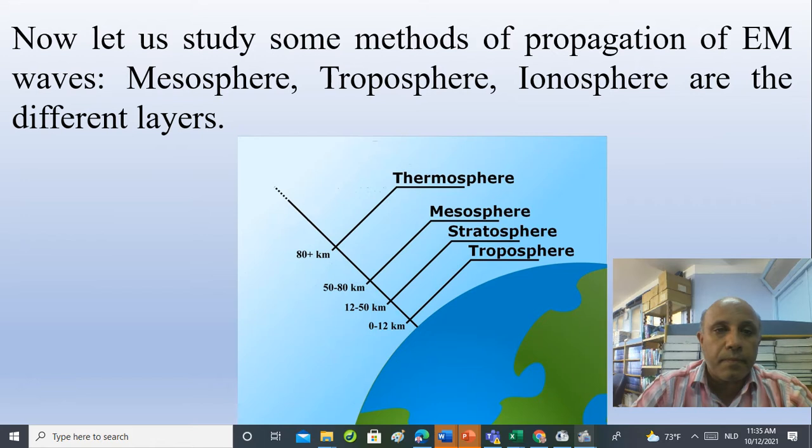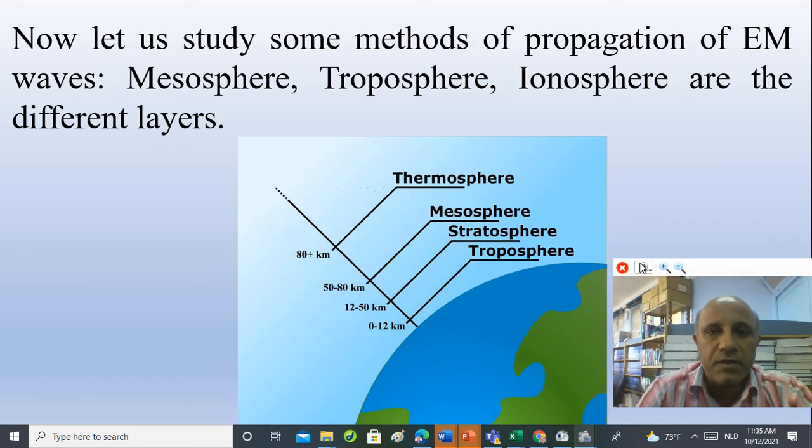Here we study some methods of propagation of EM. EM stands for electromagnetic waves. As we see in the picture, we have layers of atmosphere.